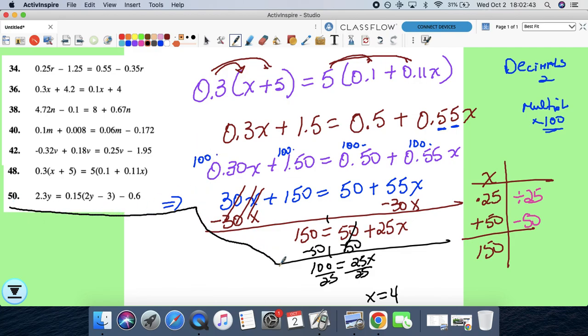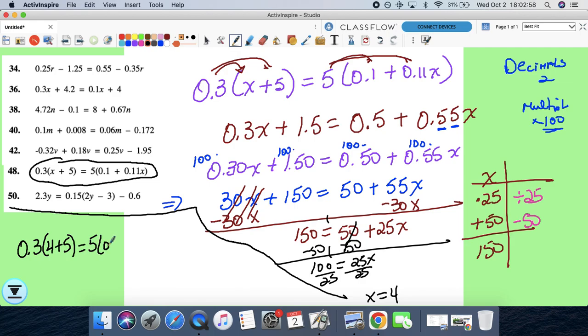Let's see if it's correct. So I'm going to go back to the original equation. And everywhere you see an x, you replace it with 4. So 0.3 times 4 plus 5. So 4 plus 5 is 9, right, inside the parentheses. And then 9 times 0.3 is going to be 2.7, right?